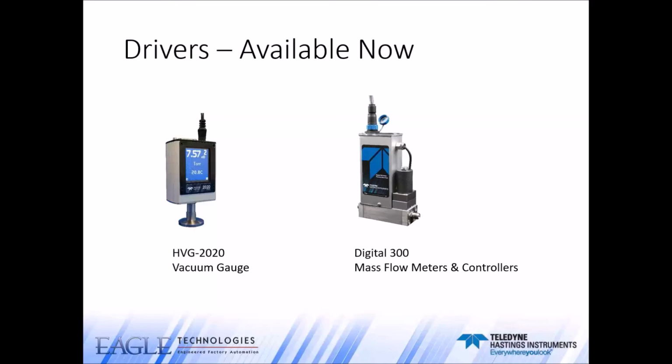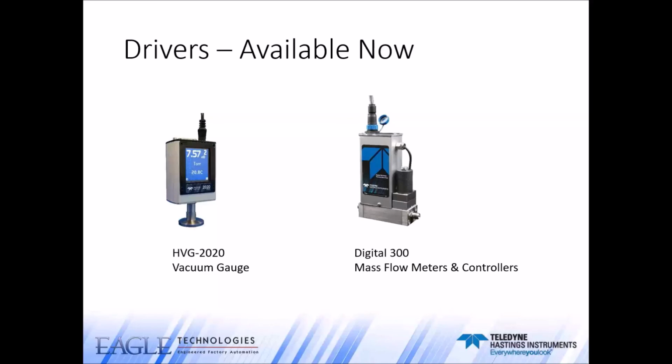And as you saw in the demo, the digital 300 can be configured with a local color touchscreen display. The benefit with this version is that you can get up and running very quickly. So I like to say if you can get money out of an ATM, then you can control flow using a digital 300.